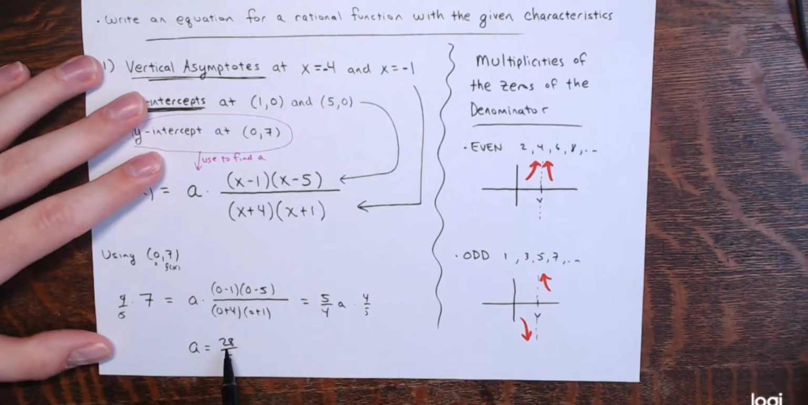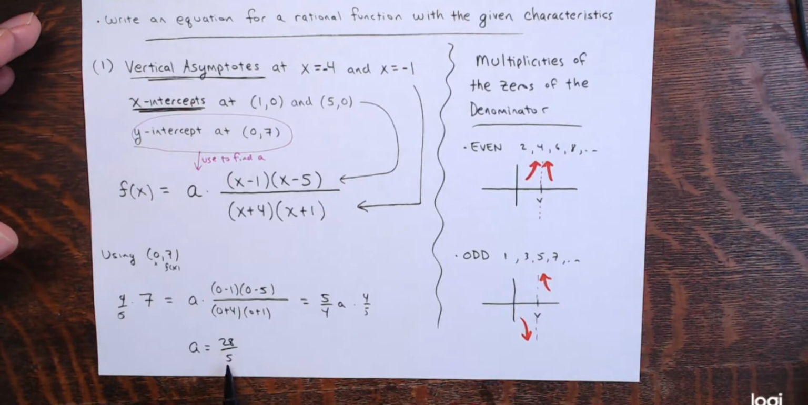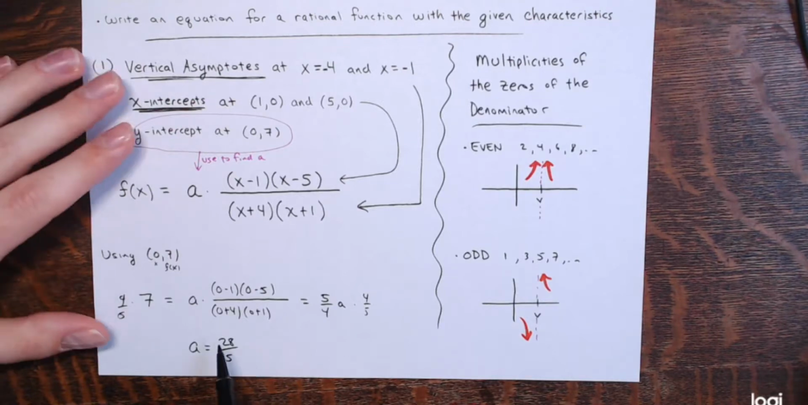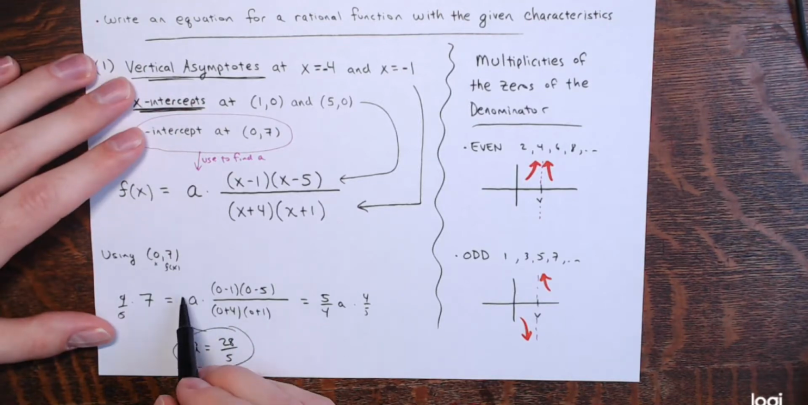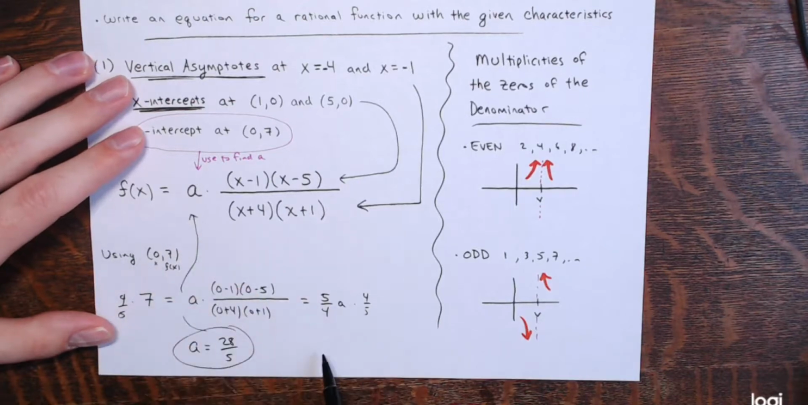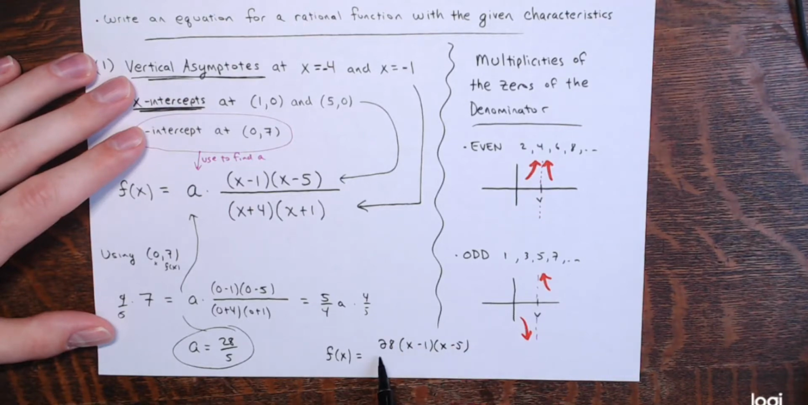Alright, so I'm going to put 28 in the numerator, 5 in the denominator. Putting all this together, we get our function f of x equals 28 times x minus 1 times x minus 5 in the numerator, and then 5 times x plus 4 times x plus 1 in the denominator. That's again because a was 28/5, so 28 in the numerator, 5 in the denominator. And here we go. That's all we're asked to do.